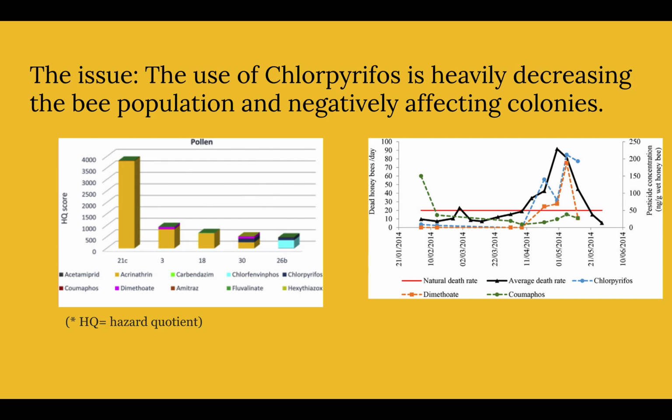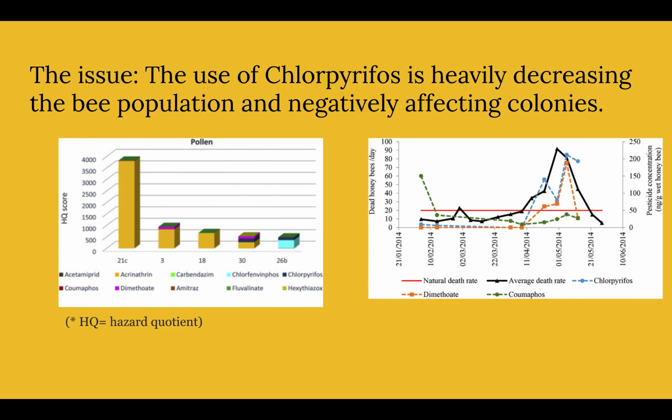This leads to the issue at hand, which is that the use of chlorpyrifos is heavily decreasing the bee population and negatively affecting our bee colonies. Chlorpyrifos is used in many pesticides and is a big factor in our decreasing population. In one of the studies that I found, they were able to track chlorpyrifos residue back to more than 75% of the samples in bee colonies.